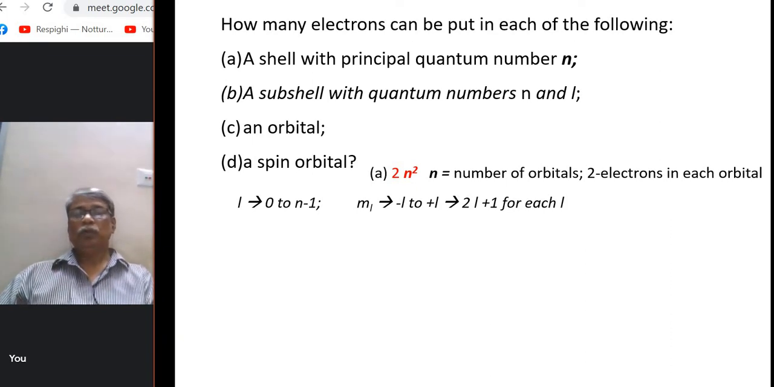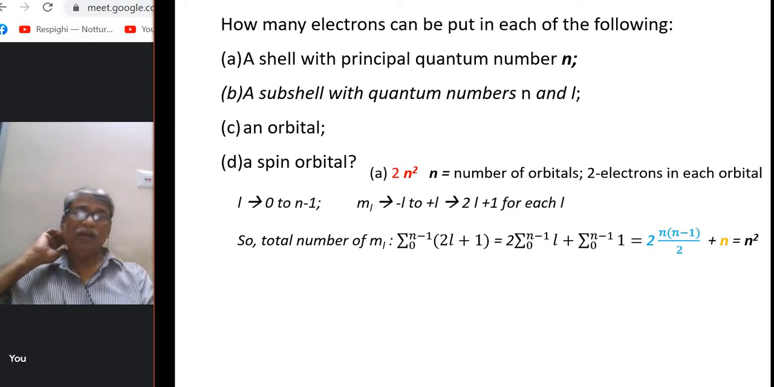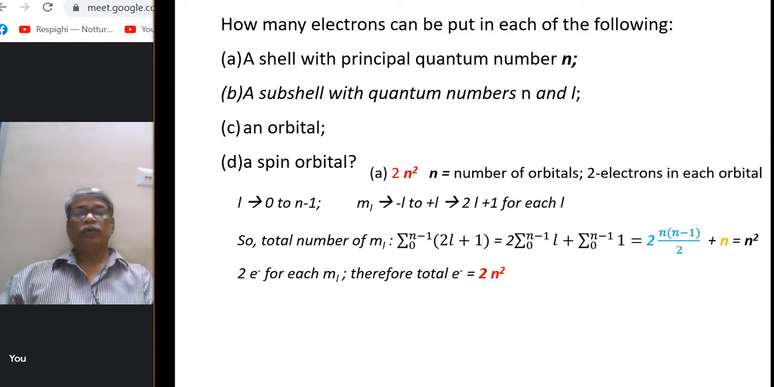That means a total of 2l plus 1 number of m_l values for each l, and for a given n, what is the total number of m_l values? It is simply the sum over 2l plus 1, from 0 to n minus 1. So it gives you 2 summation l plus summation 1. The first sum by the simple formula gives you 2 into n(n minus 1)/2, and the second one is n number of 1s, that means simply n. So finally you get n square, right? And for each m_l value there are 2 electrons, that means the orbital concept. So finally you multiply it by 2, and the answer is 2n square.